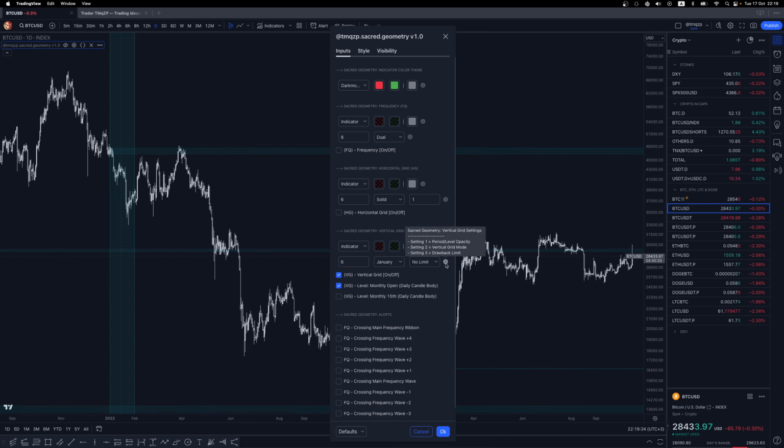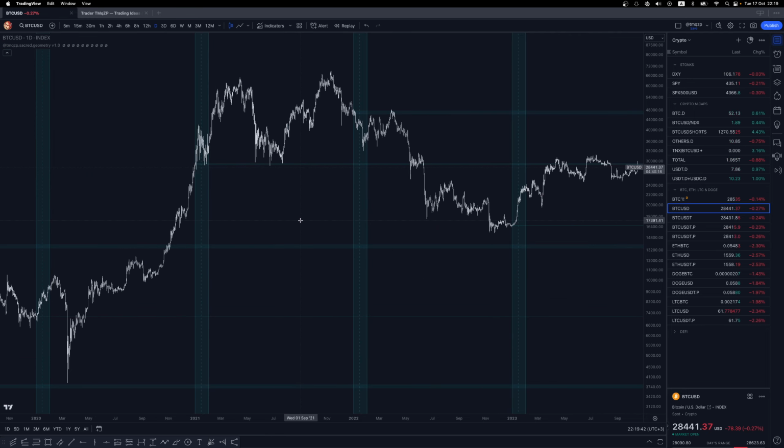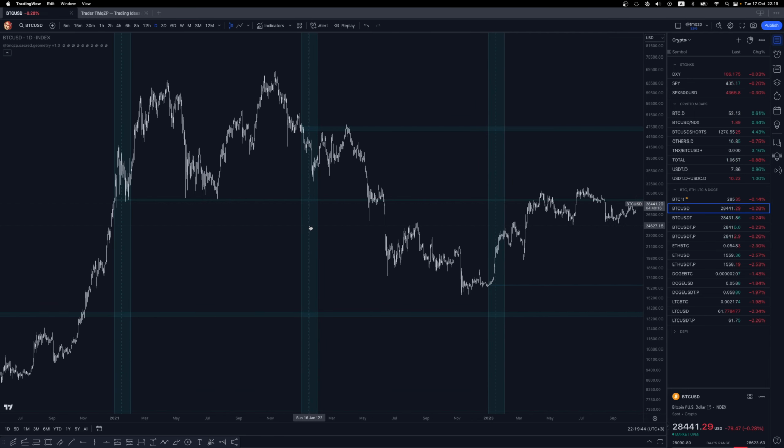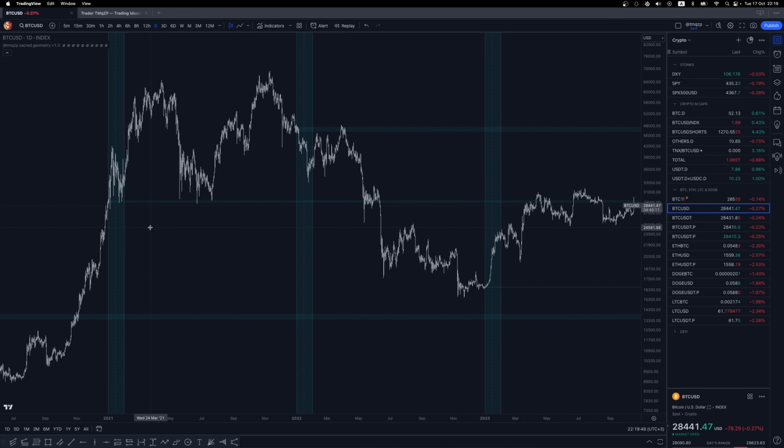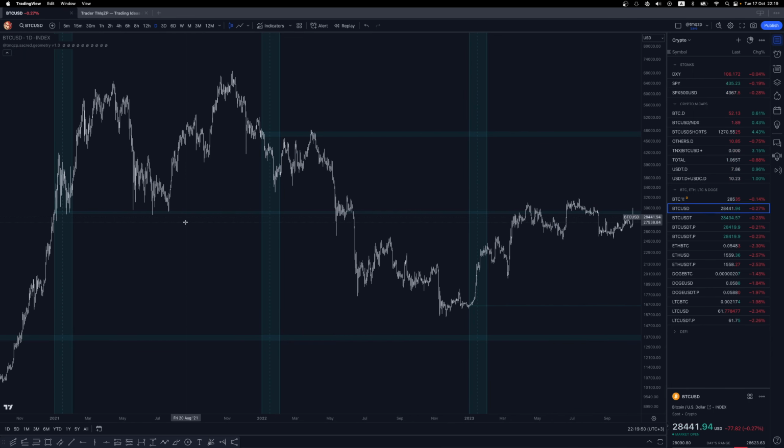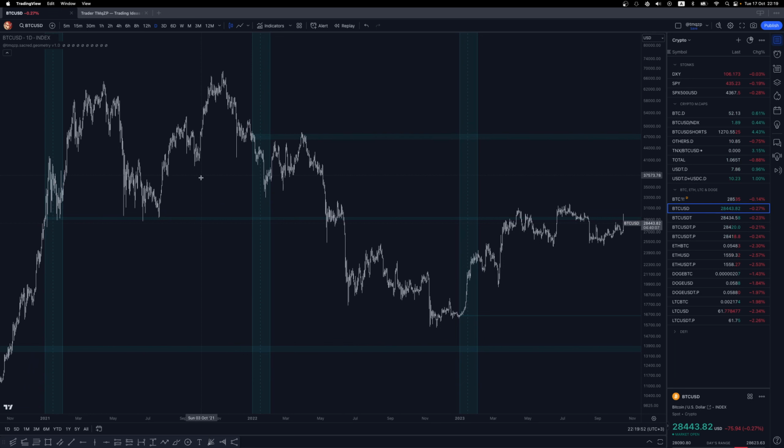I think there might be a limit. I didn't put it in the tooltip, but there might be a limit to like 20 or 40% or something. Yeah, so now it only highlights the month of January of each year, right? And its respective level as a daily candle close or daily candle open. It just kind of creates a box around the daily candle.